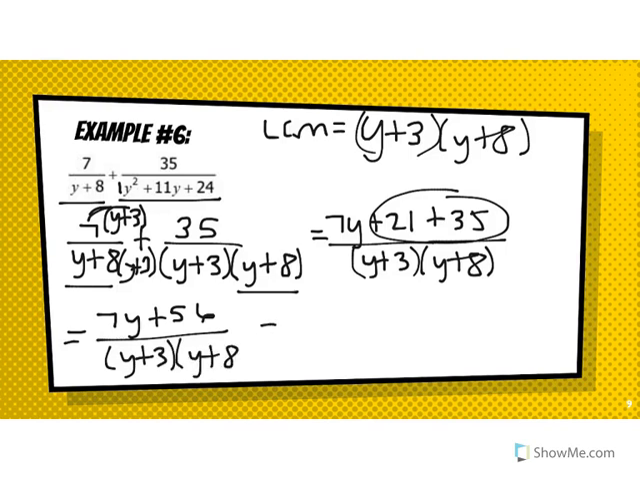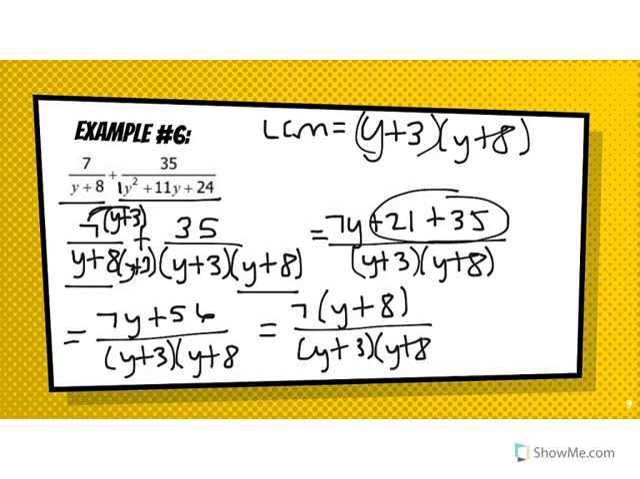Now we're going to go ahead and take a GCF out of this value up top here, and then 7 goes into 56 8 times, and we're still left with our y plus 3 and our y plus 8. And luckily these get to cancel out, making our fraction even smaller, so now we are left with 7 divided by y plus 3. And that is our final rational expression.